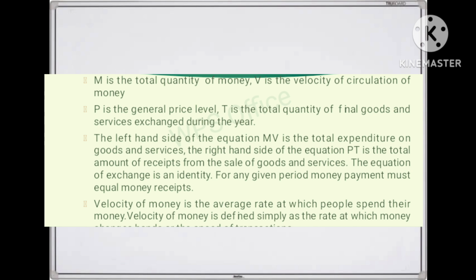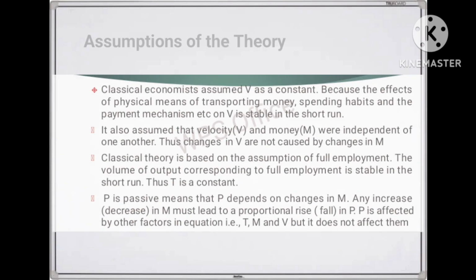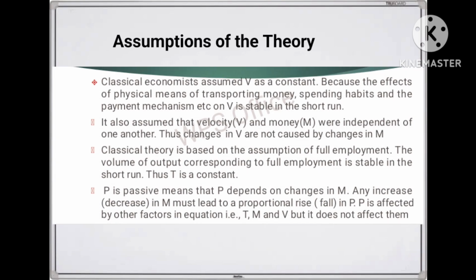Velocity of money is the average rate at which people spend their money. Classical economists assumed V as constant because the effects of physical means of transporting money, spending habits, and the payment mechanism on V are stable in the short run. It is also assumed that velocity and money are independent of one another. Thus, changes in V are not caused by changes in M.